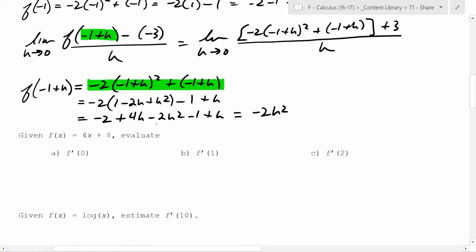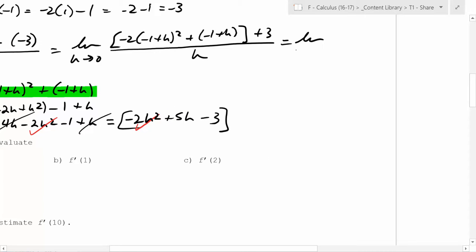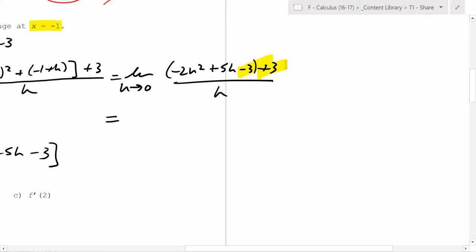So that takes care of this, right? And then what do I end up with? How many h's do I have? 5h. So that's this right there, minus what? And you really want that, right? That's really helpful because now you have the limit as h goes to 0 of negative 2h squared plus 5h minus 3 plus 3 all over what? H. What cancels now? The 3's are gone, so you're left with the limit as h goes to 0 of negative 2h squared plus 5h over what?